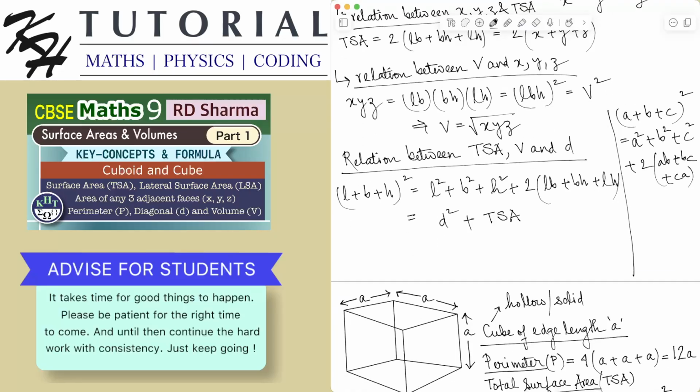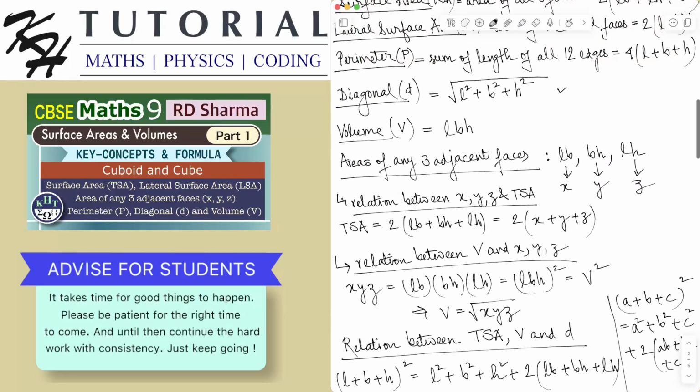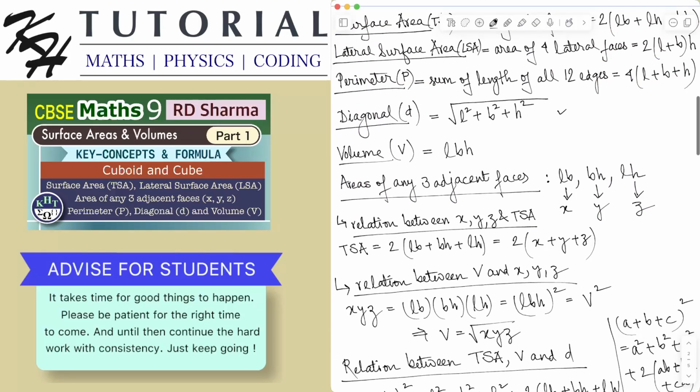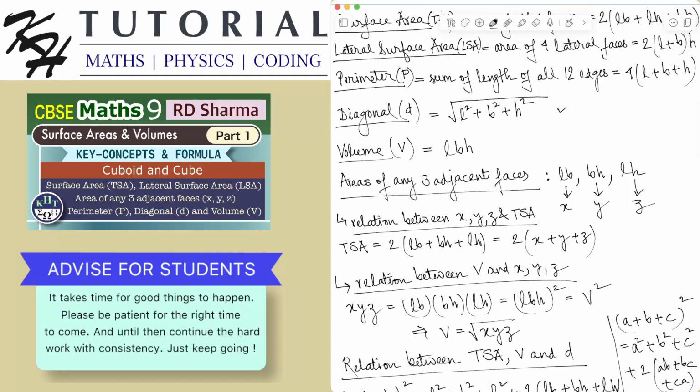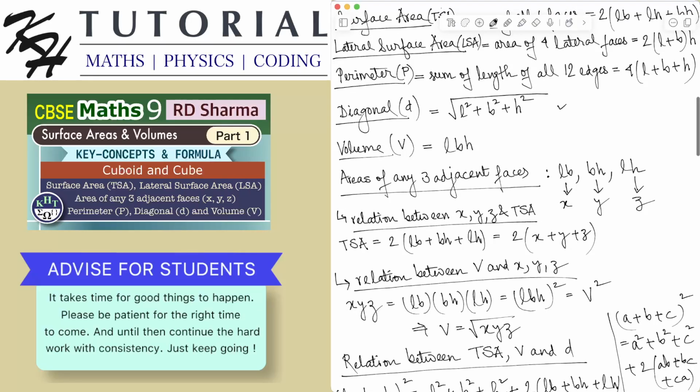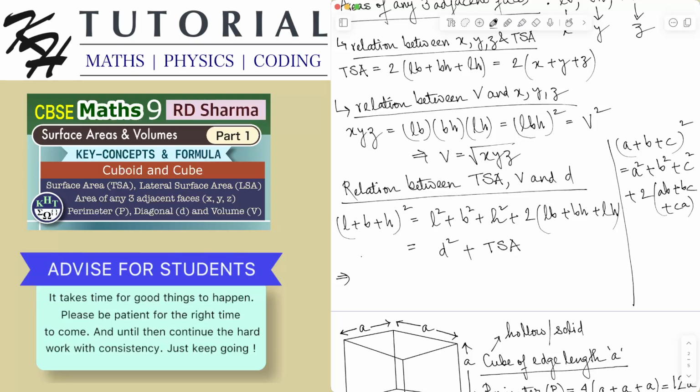Now what is L plus B plus H? Perimeter, I know, the perimeter of a cuboid is 4 into L plus B plus H. So I can say L plus B plus H is equal to P by 4. So this is equal to P by 4 whole square is equal to D square plus TSA. If you simplify this, I will get P square is equal to 16 multiplied by D square plus TSA. So this is the relation.